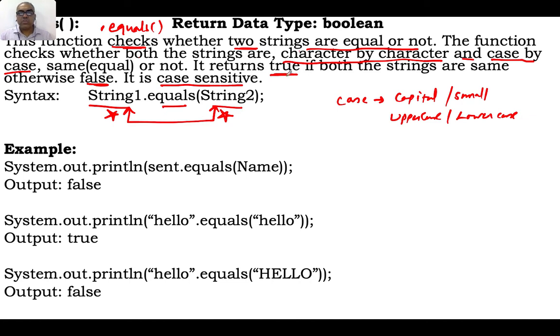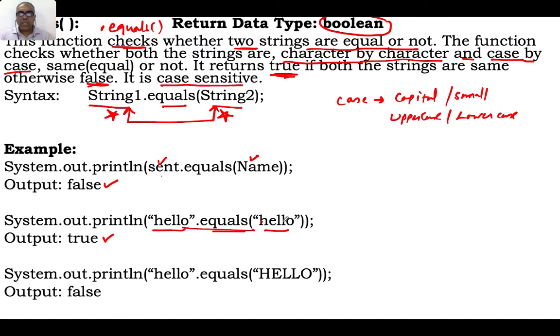Since its return value is true or false, we say it returns a boolean type of data, because boolean can store true or false. Now we know "hello, how are you" and "Sachin Ramesh Tendulkar". Obviously they are not same, so if you try to compare between them, the return value is going to be false. Now if you look at this, direct string "hello" dot equals another direct string "hello". Now every character, H and H, E and E, L and L, O and O, all are same. That's why my return value is true.